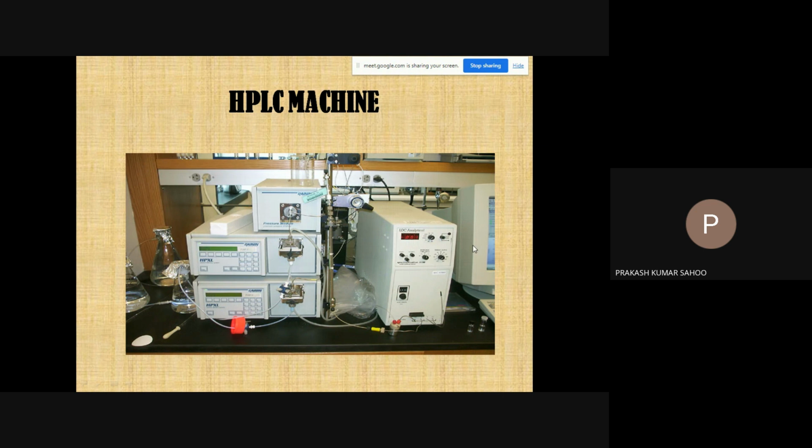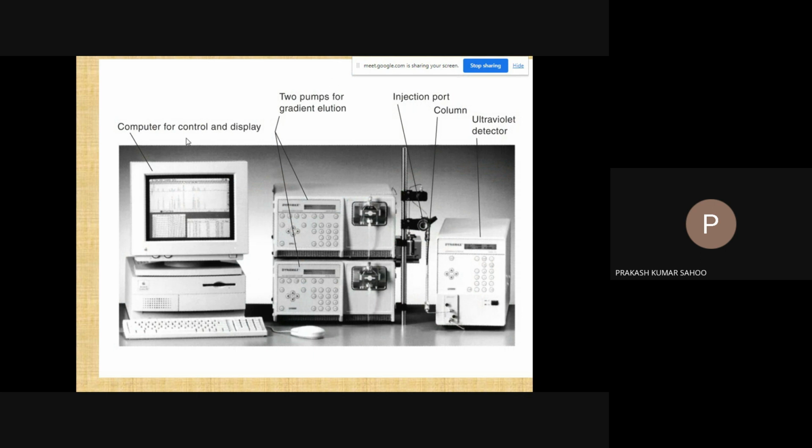Then we have, and this is another HPLC instrument with the ultraviolet detector.